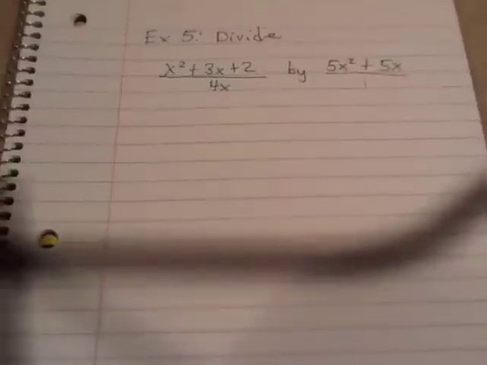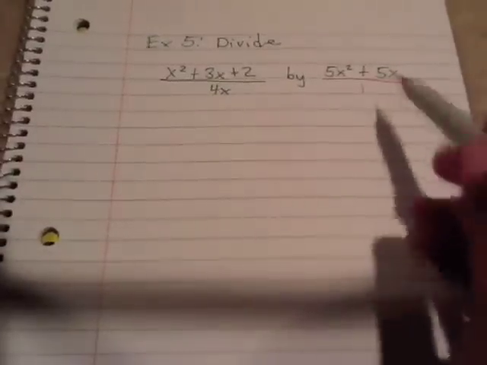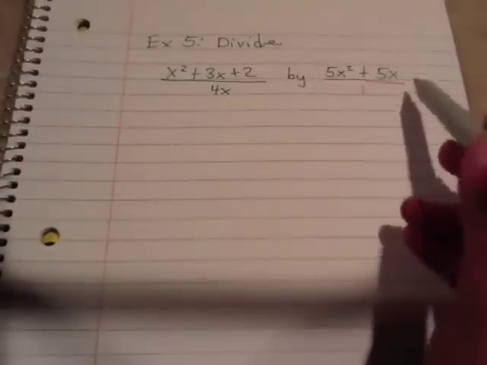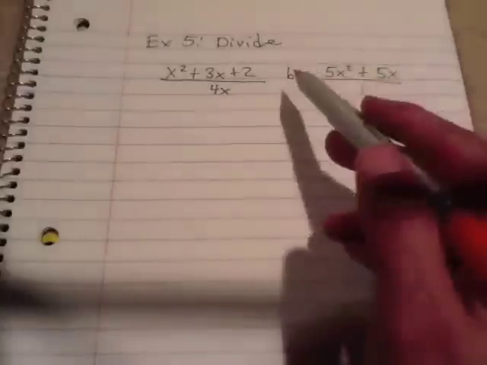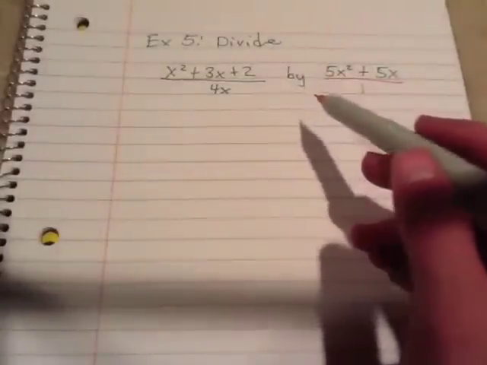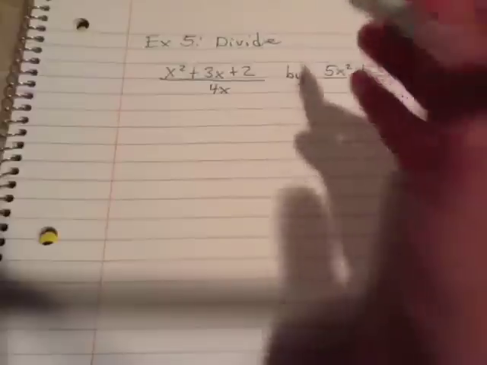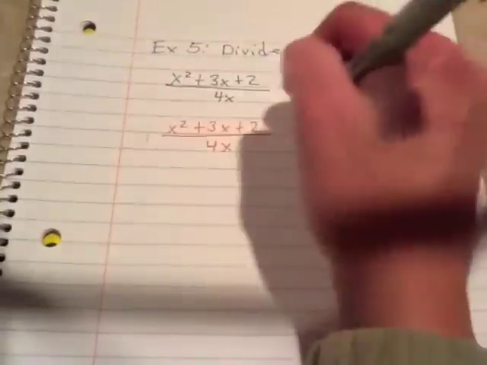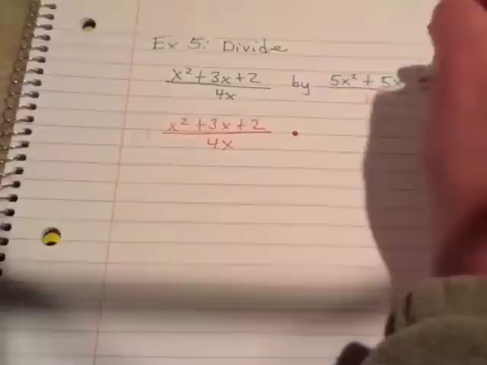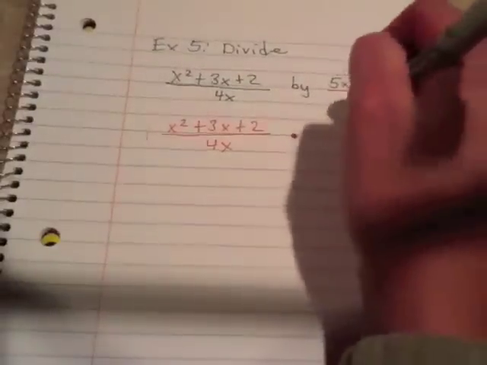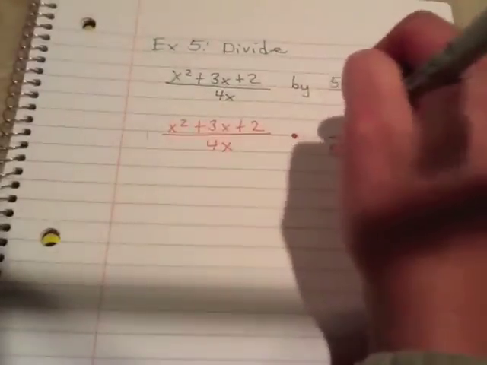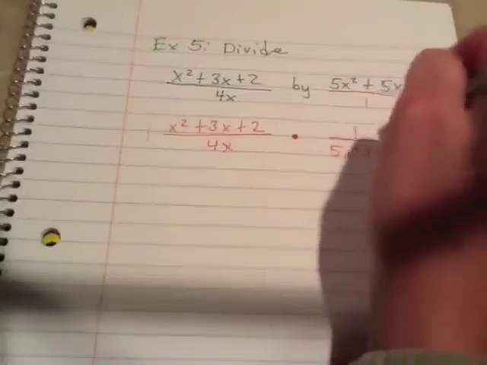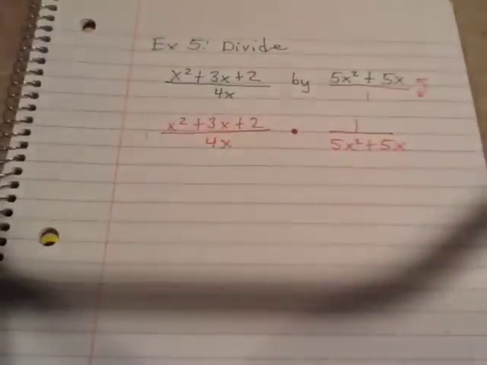But now you still need to follow the exact same rules that we were following before. So you're still going to need to make sure that you convert or find the reciprocal of the second fraction here and then multiply. So I'm going to go ahead and rewrite this, and I end up with (x squared plus 3x plus 2) over 4x times, and then I need to make sure I take the reciprocal. So 1 moves to the top, 5x squared plus 5x moves to the denominator.